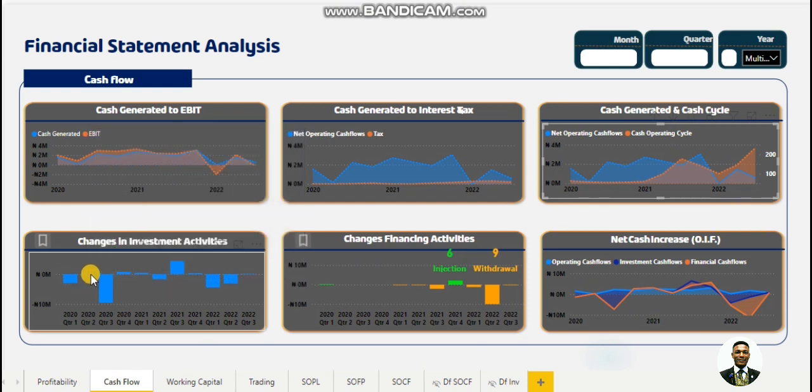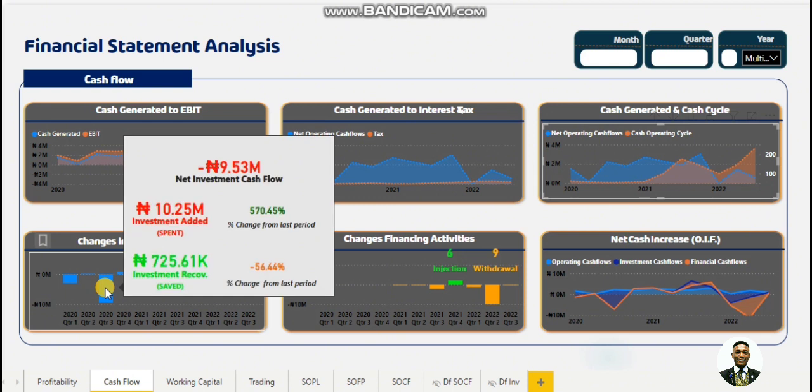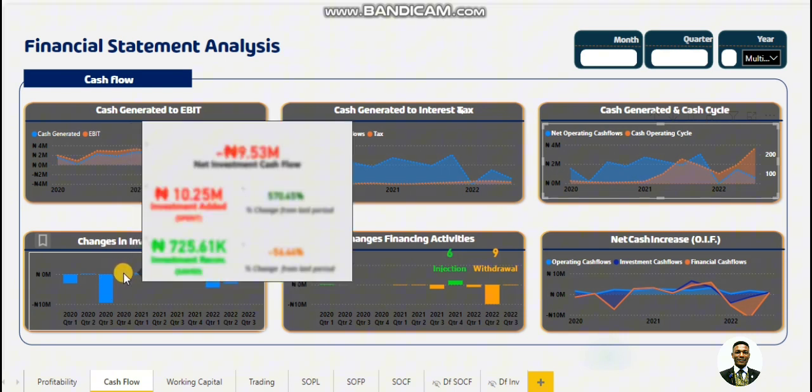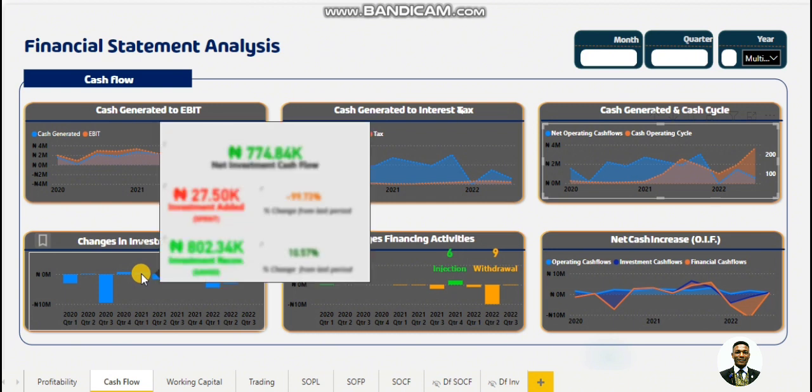We see for the second quarter of 2022, they had more recoveries. They invested 1.5, recovered 1.6. They recovered more. Here they invested 10.2, roughly 10.3 million, recovered 700,000, leaving them with a net investment of about 1.53. In this period, they had more of recovery. Same here, more of recovery, this time in hundreds of thousands, not in millions.